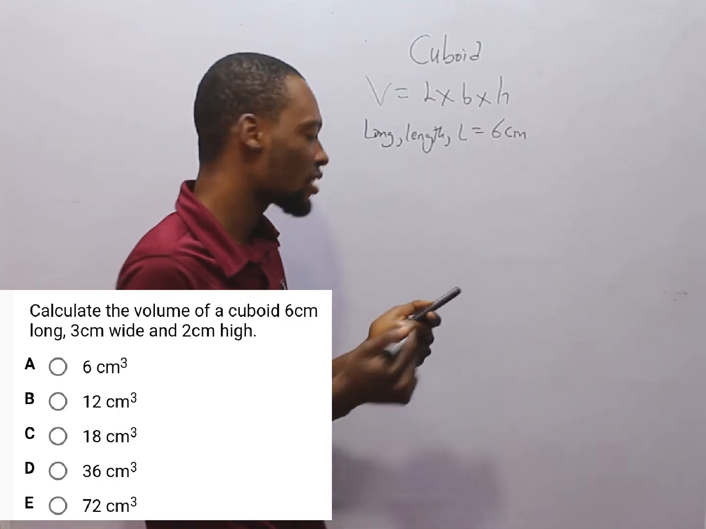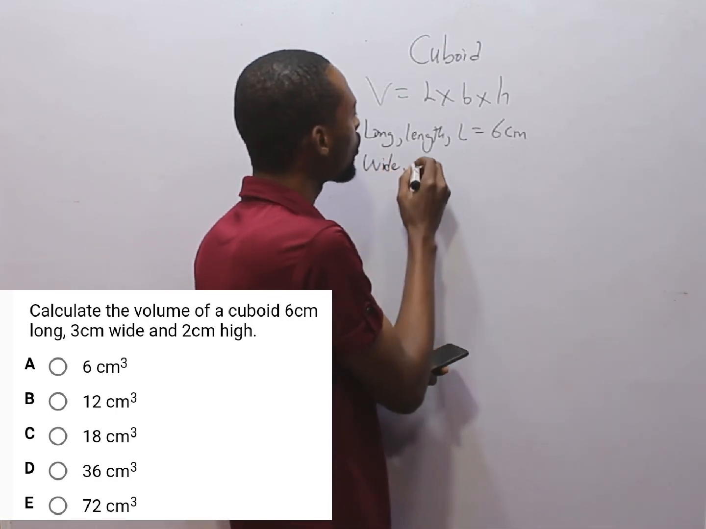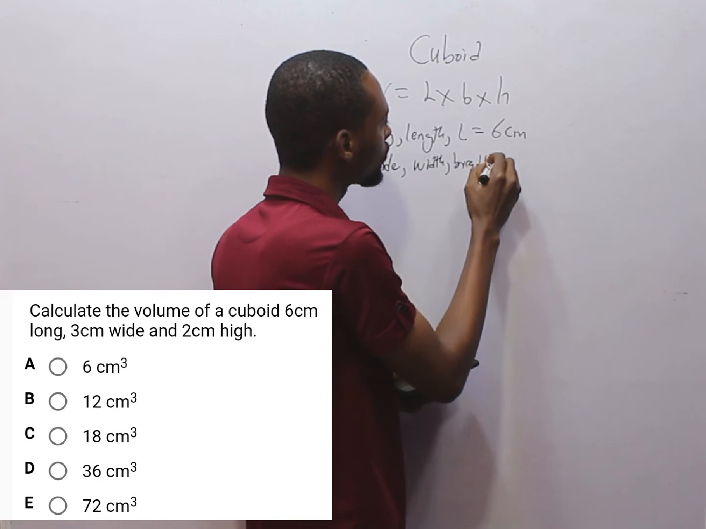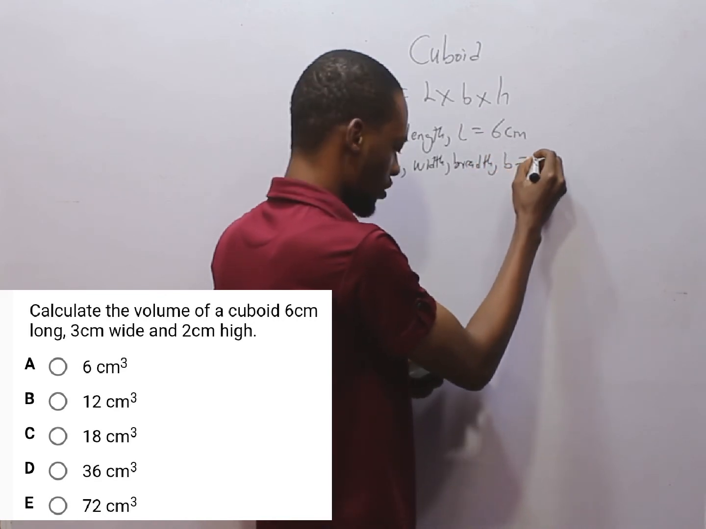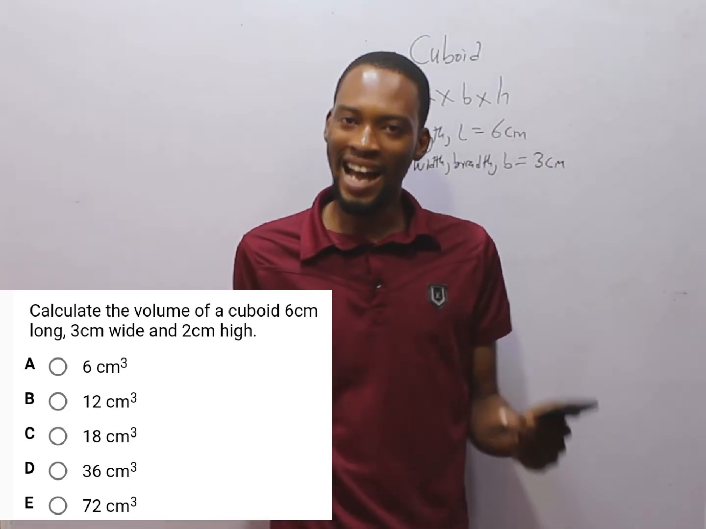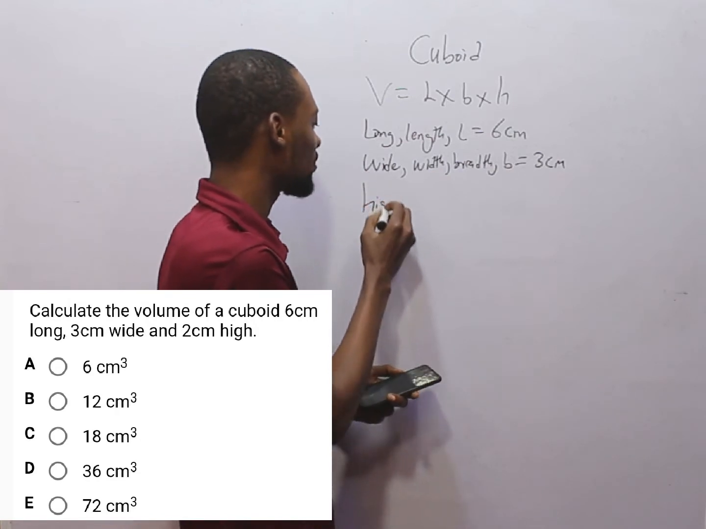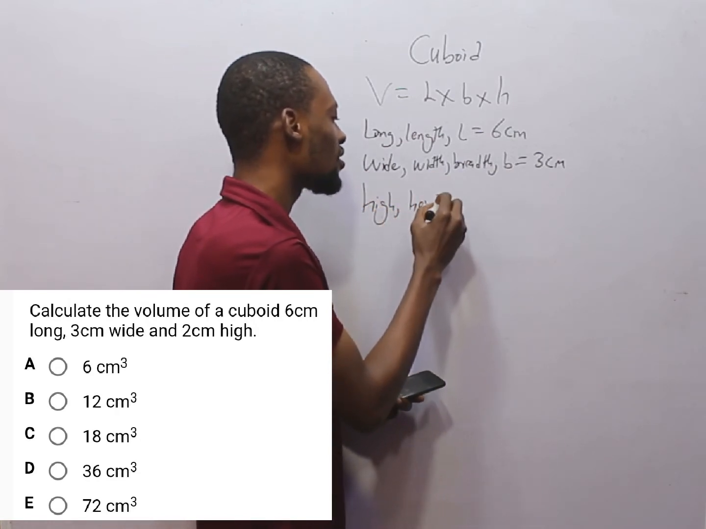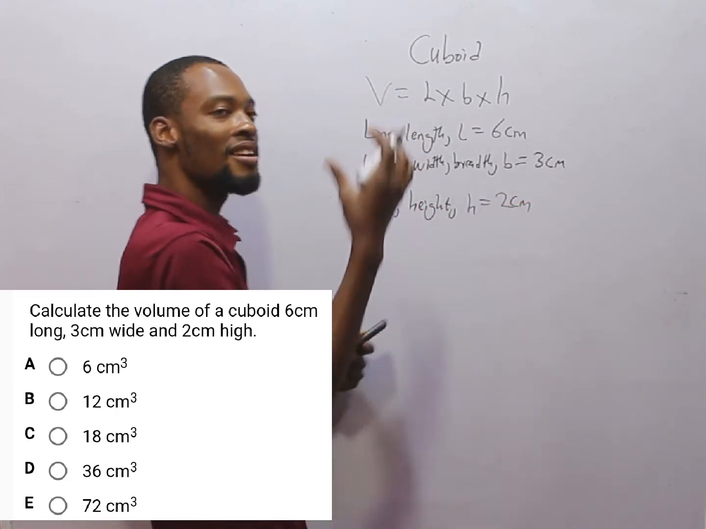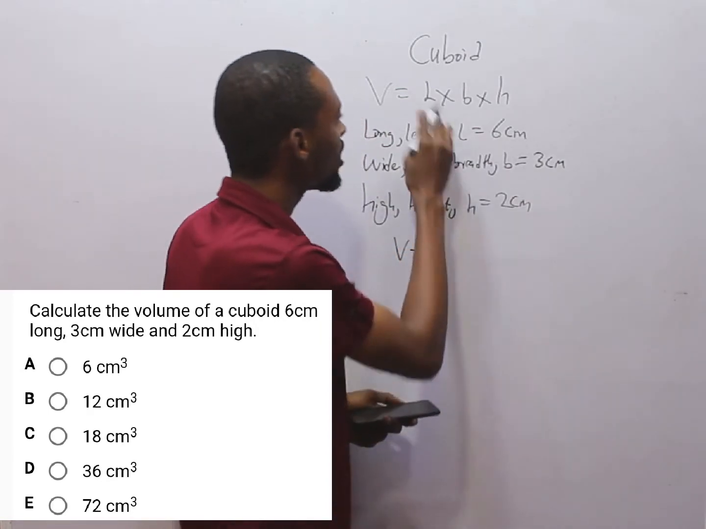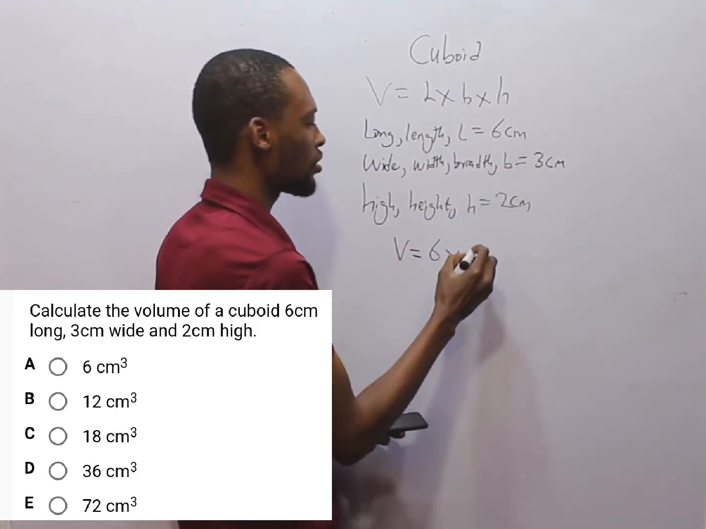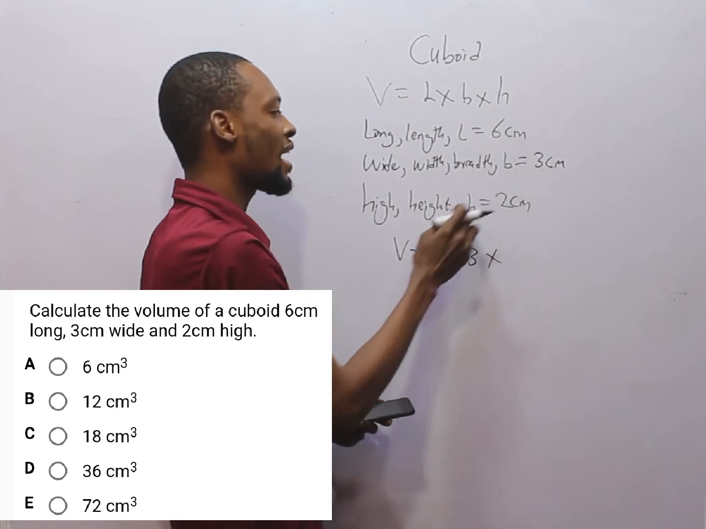3 centimeter wide. So width, or breadth, B, is equal to 3 centimeter. And it says 2 centimeter high. So height, H, is equal to 2 centimeter. From here we can calculate the volume. So volume is simply equal to L, 6, times breadth B, 3, times height H, 2.